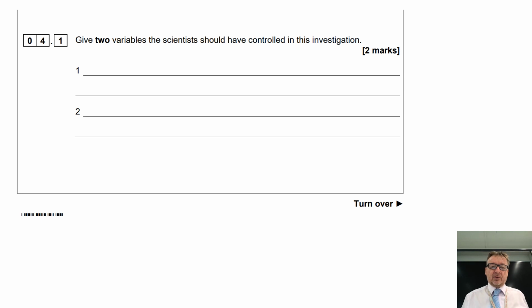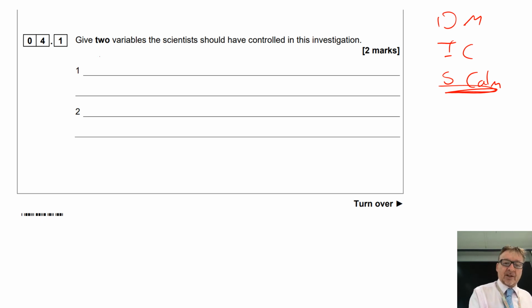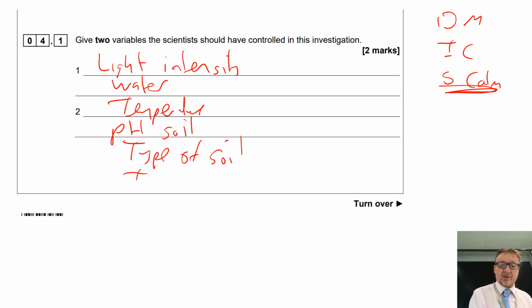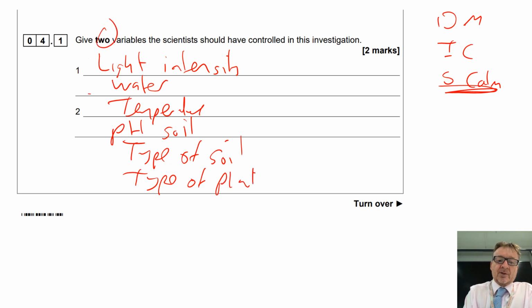Give two variables the scientist should have controlled. So they're asking for a control variable. What we could have is light intensity, the amount of water, the temperature, the pH of the soil, the type of the soil, and we could also make sure that the type of plant stays the same. So I've done 1, 2, 3, 4, 5, 6 different things, and obviously you only need to write down two.